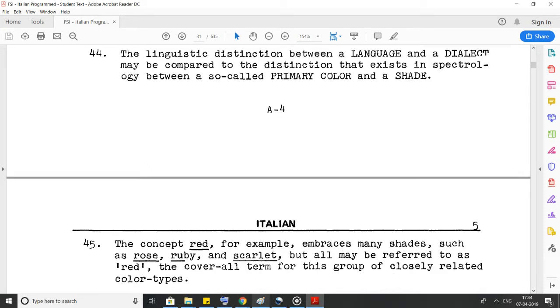The linguistic distinction between a language and a dialect may be compared to the distinction that exists in spectrology between a so-called primary color and a shade. The concept red, for example, embraces many shades, such as rose, ruby, and scarlet, but all may be referred to as red, the cover-all term for this group of closely related color types.